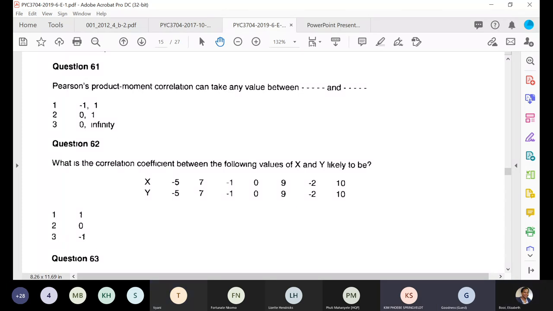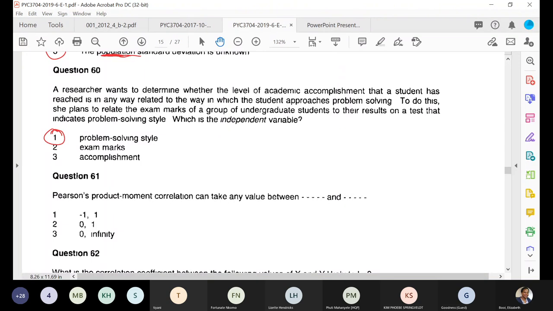Oh, wait a minute. I think it's three. Three is the dependent. It means the level of academic accomplishment depends on the problem solving. How does the child solve the problem? It will result in better academic accomplishment or lower academic accomplishment. I beg to differ. I think the level of academic accomplishment is the one that determines the problem. So according to the hands, I chose option three.